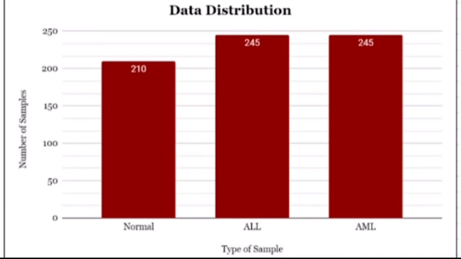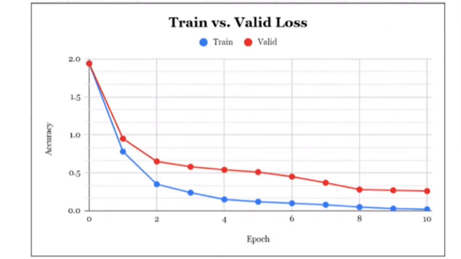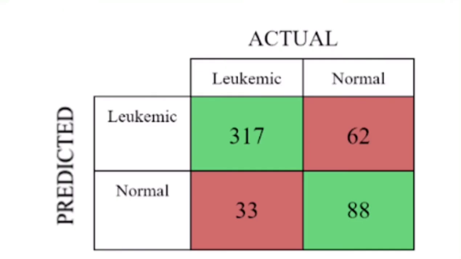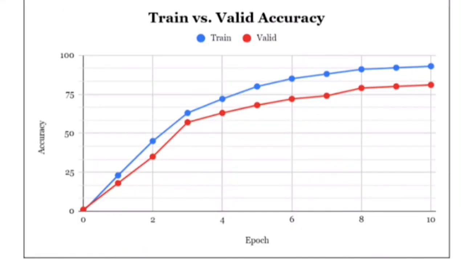The algorithm was trained using 200 assorted images of AML-affected, ALL-affected, and normal blood samples. To test the algorithm, another set of 500 images was used. The graphs demonstrate that the accuracy of the algorithm has increased over time, and although it identifies more false positives than false negatives, it is able to accurately classify the data about 81% of the time.